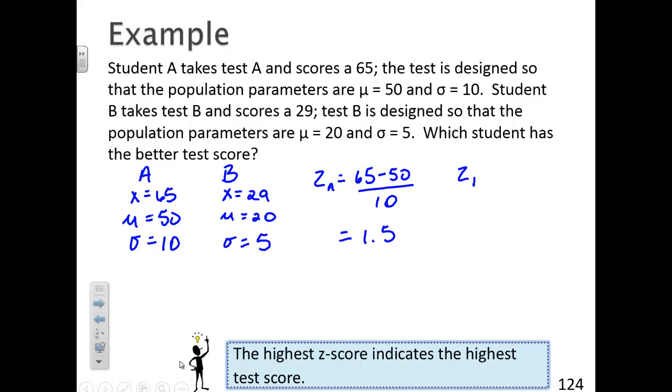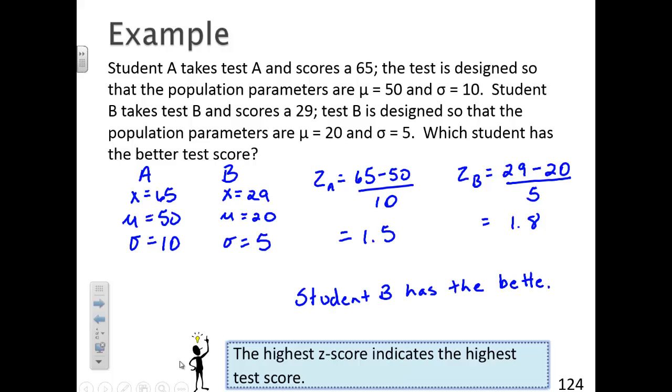Now, the z-score for student B, the data value minus the mean divided by the standard deviation. You get 1.8. Comparing these two values, we see that 1.8 is larger than 1.5. Not by much, but it is a little bit larger. Therefore, student B has the better test score. So we write our answer, student B has the better test score.